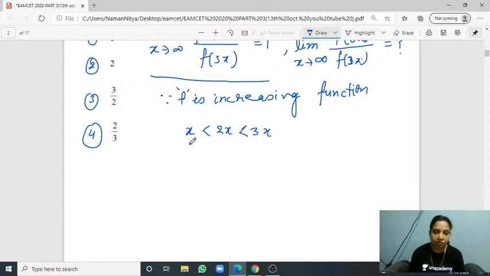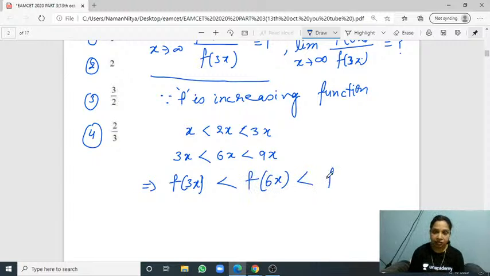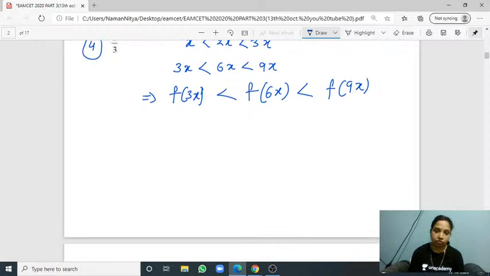Now after this, if I'm multiplying throughout by 3, then what will I get? 3x less than 6x less than 9x. And if I'm taking f throughout, what will I get? f of 3x less than f of 6x less than f of 9x. You can observe here I have not put the equal sign. The reason is that it is an increasing function. That's why I'm not putting equality here.